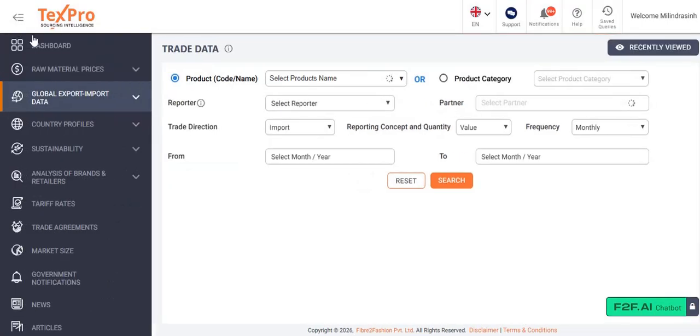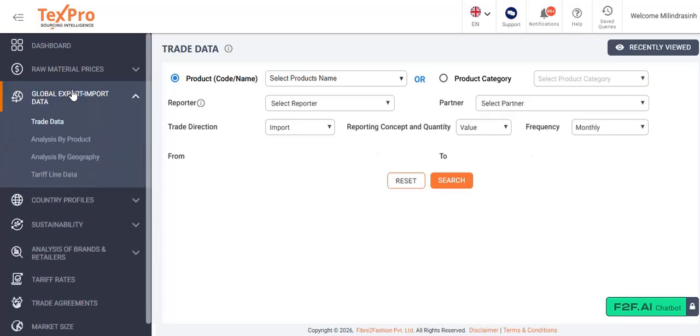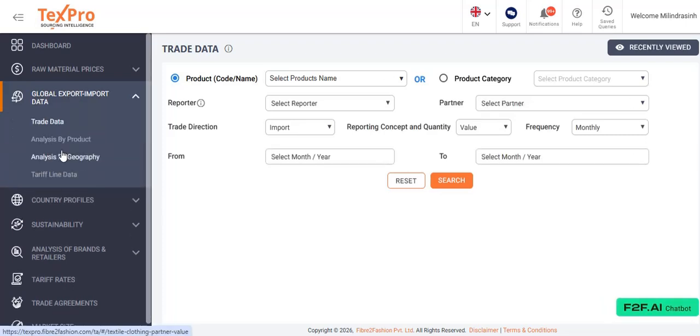The Global Export Import Data module includes trade data and analysis for all the HSN codes and product types under the categories of fibers, yarns, fabrics, garments, footwear. So this includes your entire value chain, right from the raw materials to the finished goods. It includes the trade data and analysis from more than 90 reporter countries and 180 partnering countries, constituting around 90 to 95% of global textiles and fashion trade.